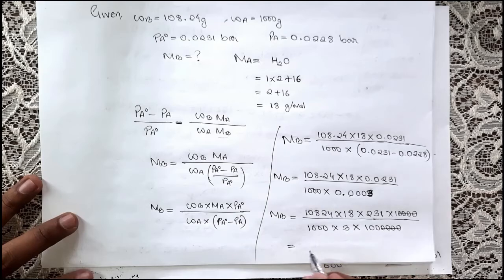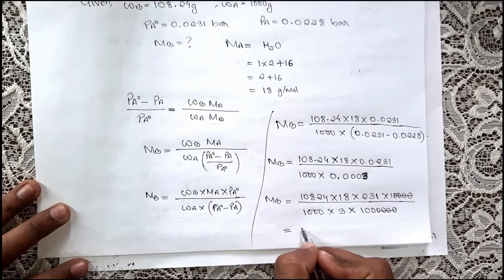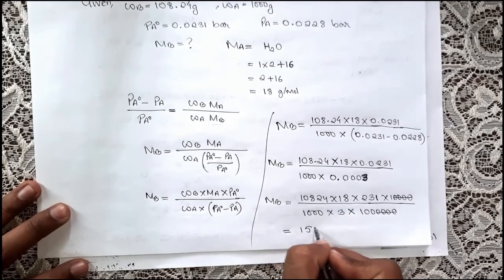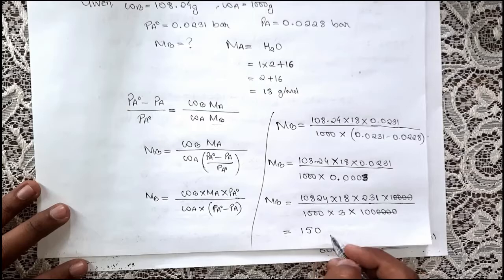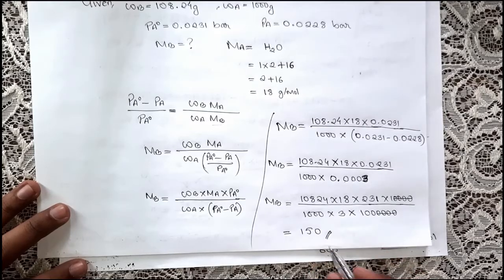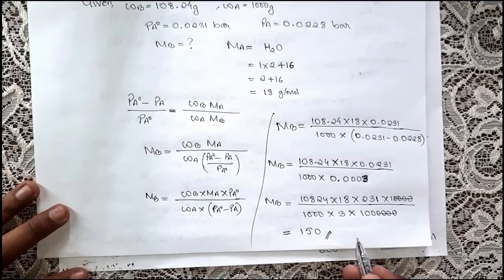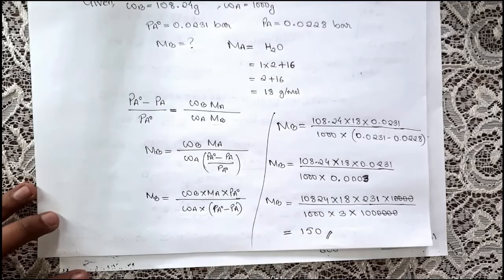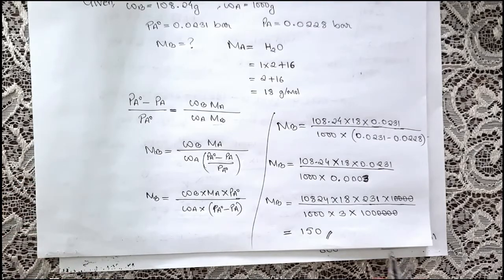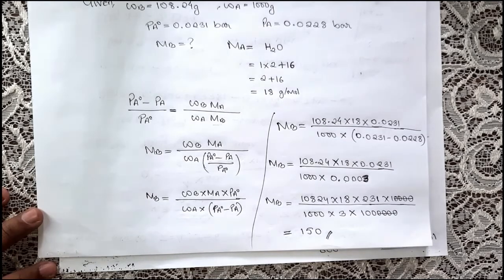So you say 1 2 3 4. You can just cancel, and then you can do the cancellation and then divide, and if you calculate these values, you shall have 150. So this will be your answer. So the molecular mass will be 150, molecular mass of the solute. So this is how you're going to calculate the molecular mass of the solute.